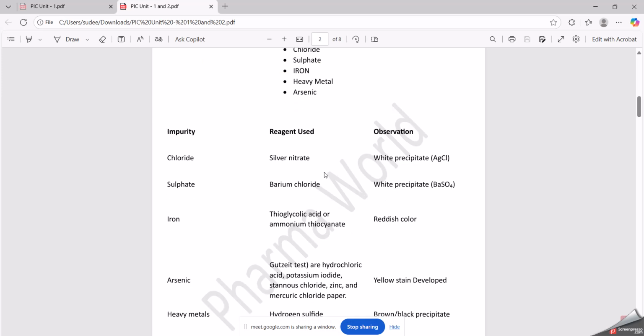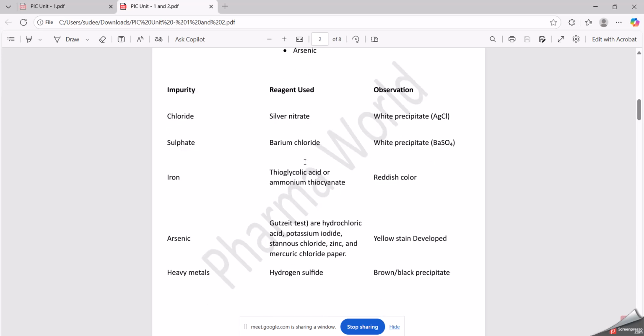Covering everything, you can study this table. This is a very important table. They will ask questions like this only: what is the reagent used in the chloride limit test? They will give the options, and one of the options is this one, and you have to select it. Like this they will ask. Then in some questions, they will ask for the observation.